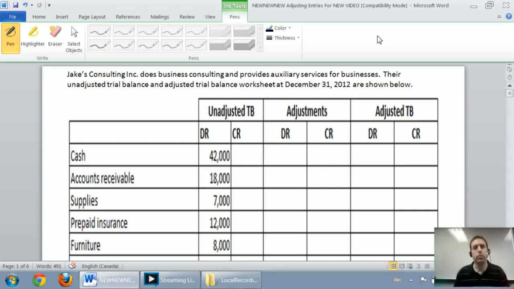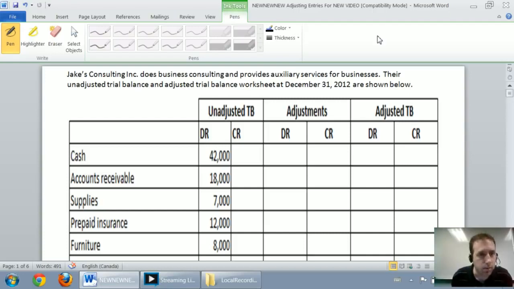In the first part, we'll walk through some adjusting journal entries. In the second part, we'll move from an unadjusted trial balance to an adjusted trial balance. And in the final part of the video, we'll do a closing entry for this company. So let's work through the problem. It's a big, comprehensive problem.